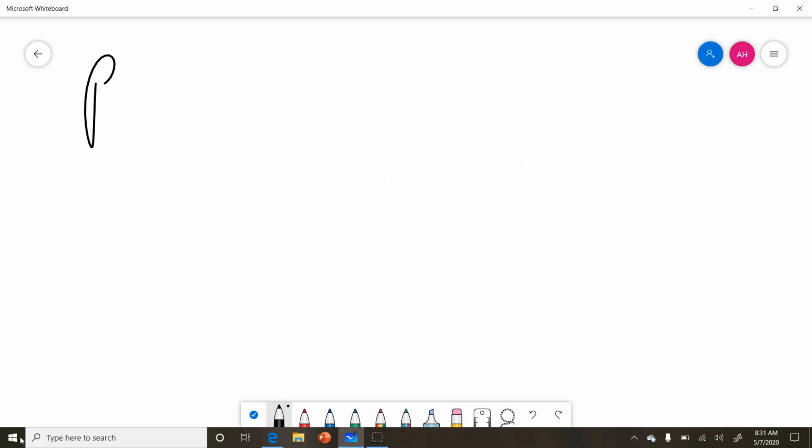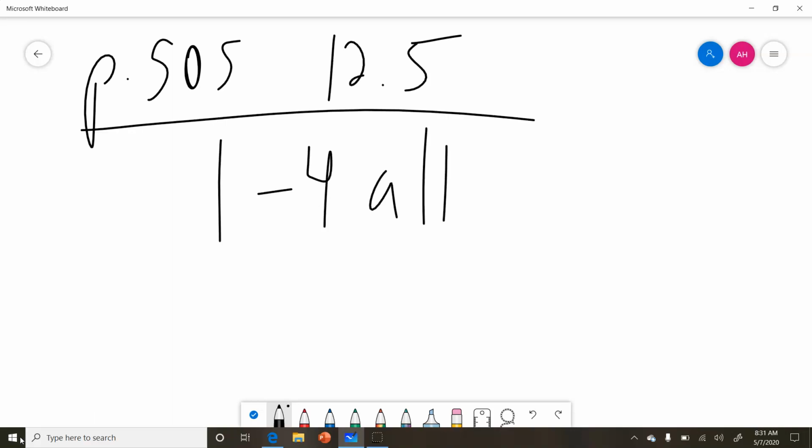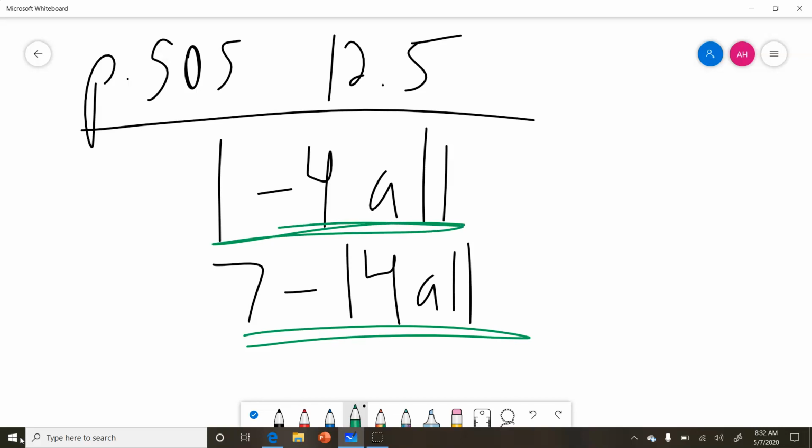So we are on page 505. This is 12.5, and we are going to be doing 1 through 4 all, and then we're going to be doing 7 through 14 all. Okay, this is the homework for today.